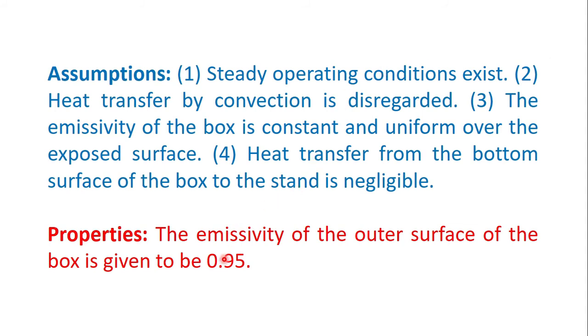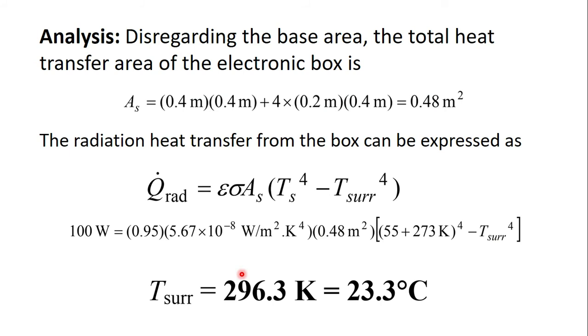The property we need in solving this problem is the emissivity of the outer surface of the box, which is given in the question statement as 0.95, represented by epsilon. The first thing is that we have to determine the area of the box. All the dimensions given in centimeters must be converted into meters, because it helps simplify the subsequent relationships.